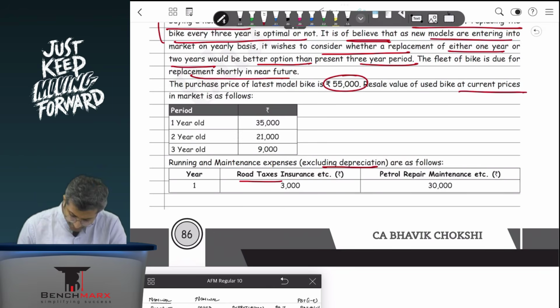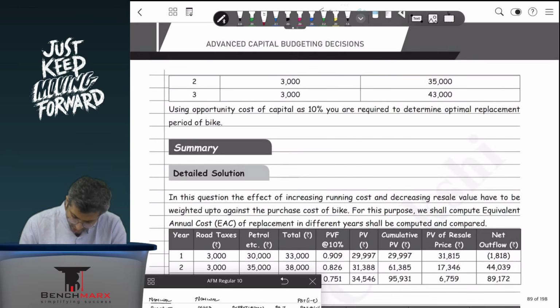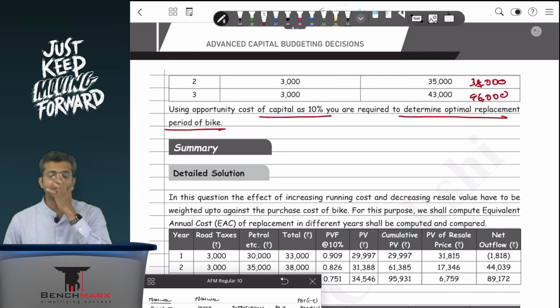So this is, let's say, running cost of 33,000 in the first year, maybe 38,000 in the second year, and 46,000 in the third year. Opportunity cost of capital is 10%. You are required to find the optimum replacement time. Now we have not been given tax rate, and hence depreciation is to be ignored.